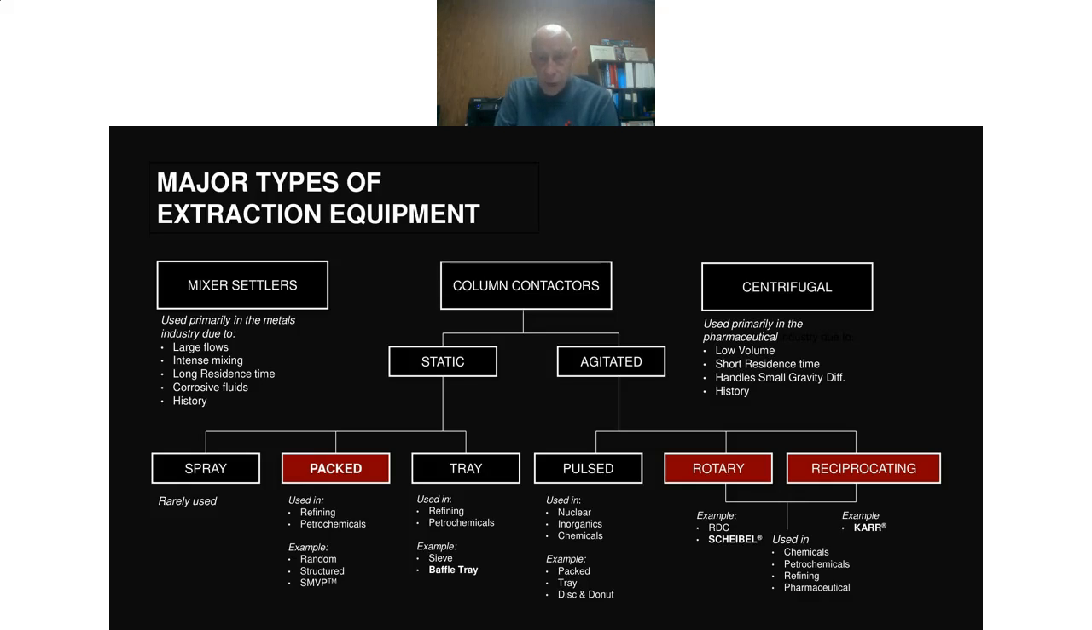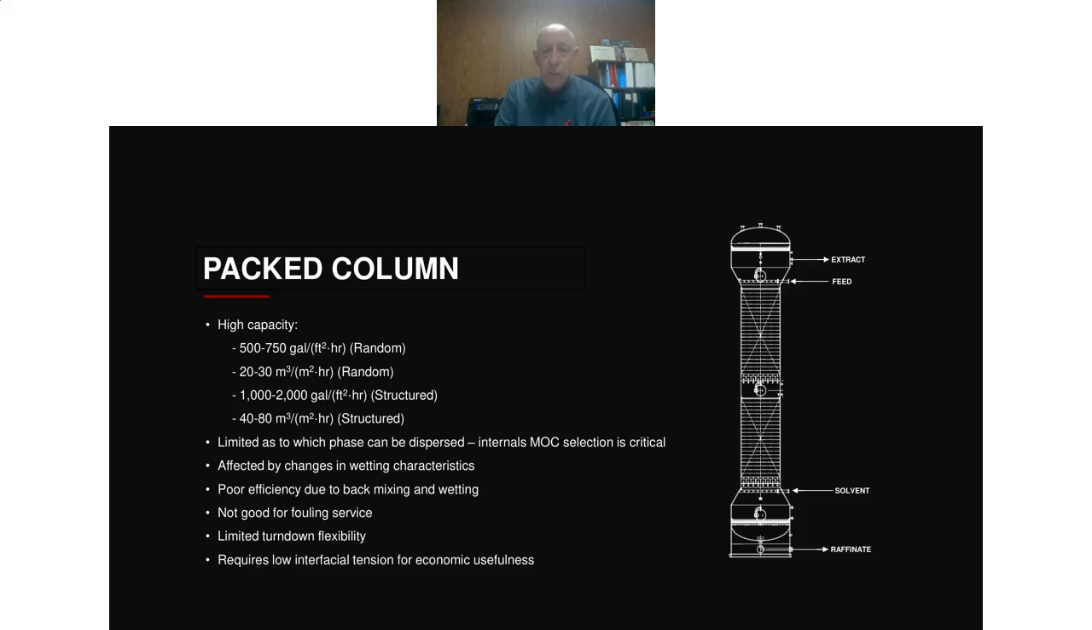There's centrifugal extractors, which use high speed to force the phases against each other. And then, of course, there's a lot of different types of column contactors. There's static columns like packed columns or tray towers typically. And then there's a number of different agitated columns, including pulse columns, columns with rotating internals, and columns with reciprocating internals. Our company primarily deals with packed columns, rotating internals, and reciprocating internals. So due to the time restraints, we're just going to talk about those types of columns here.